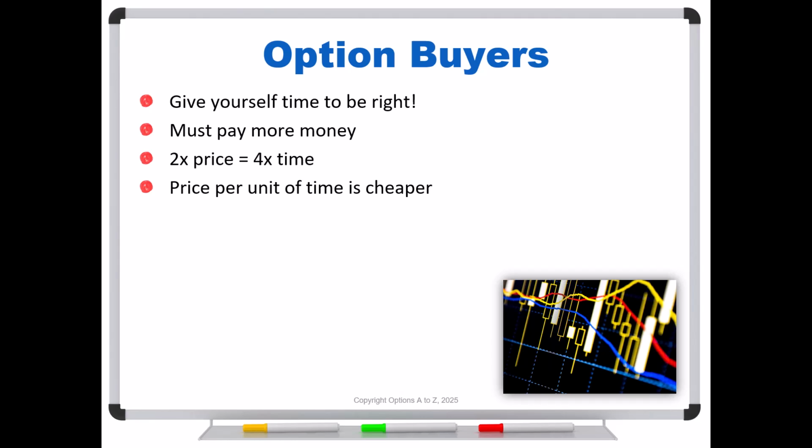So going back to the earlier example, if a 1-month option costs $1 and a 4-month option costs $2, notice that you are paying $1 per month for the short-term option, but you're paying 50 cents per month for the 4-month option. And unfortunately, traders just look at the price and they say, oh, the 4-month option is twice as much. Well, that's the wrong way to look at it. Per unit of time, it's half as much. You're giving yourself a much better chance for those prices to drift in your favor.